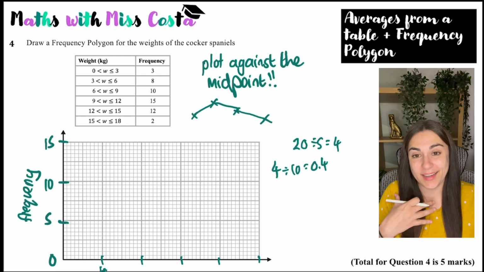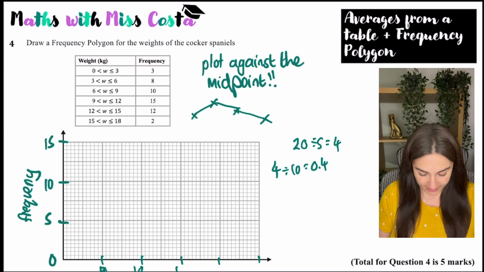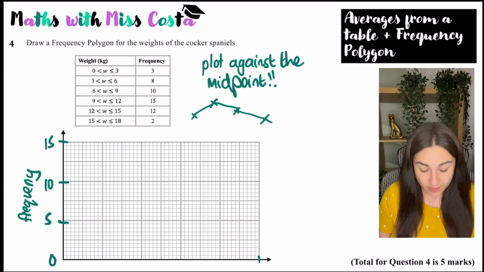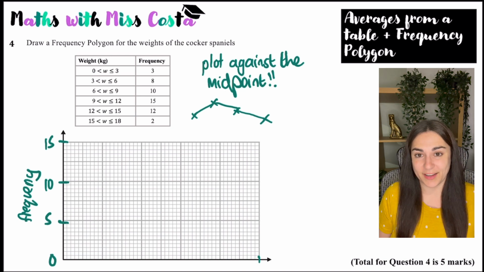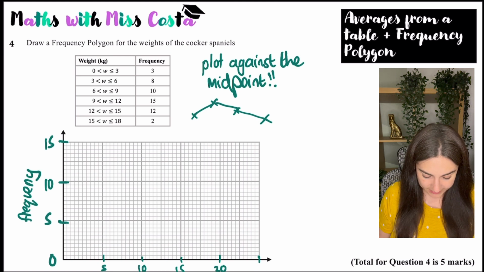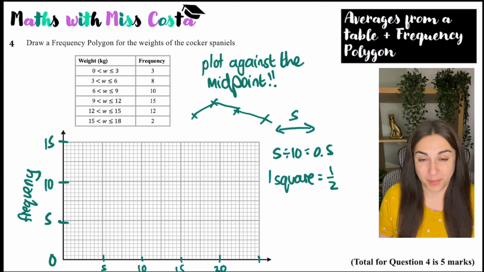I suppose I could. So either you could go up in 0.4s, or you could just make your scale a little bit smaller and have it 5, 10, 15, 20. Actually, yeah, let's do that just to make it easier, just because we're plotting against the midpoint. If you did it 0.4, that's absolutely fine. You just have to be a little bit more careful. So over here, we're going to say 5, 10, 15, 20. And I know that because each little gap is 5 divided by 10, which is 0.5. So 1 square is half of a puppy.